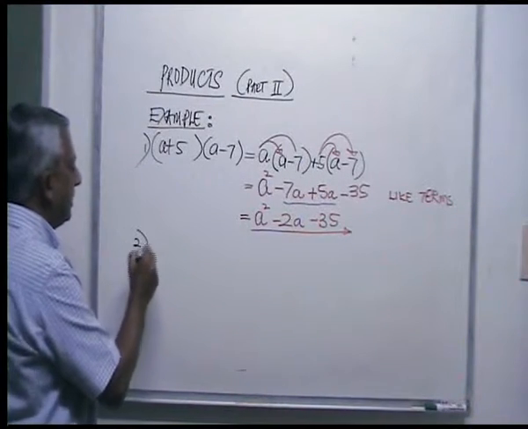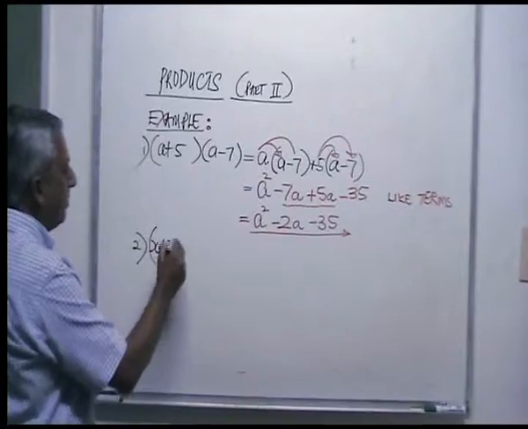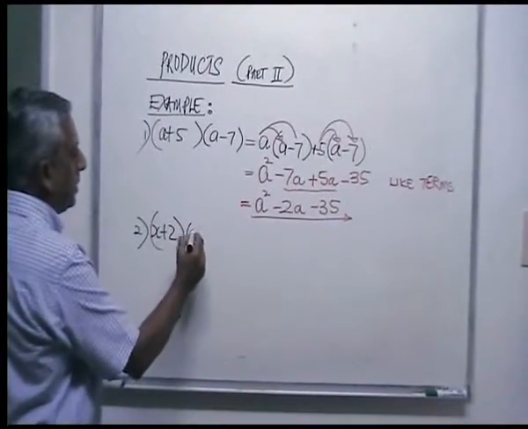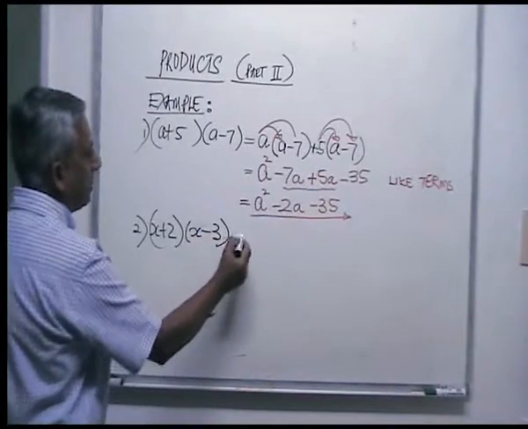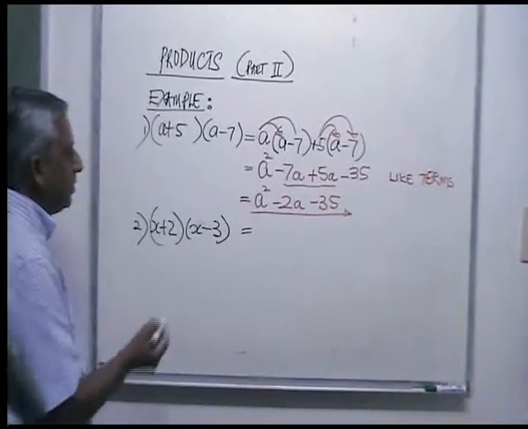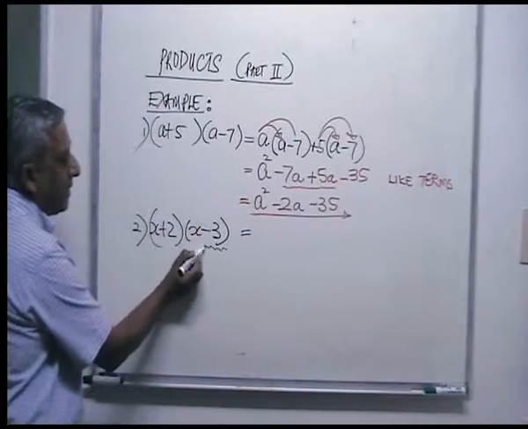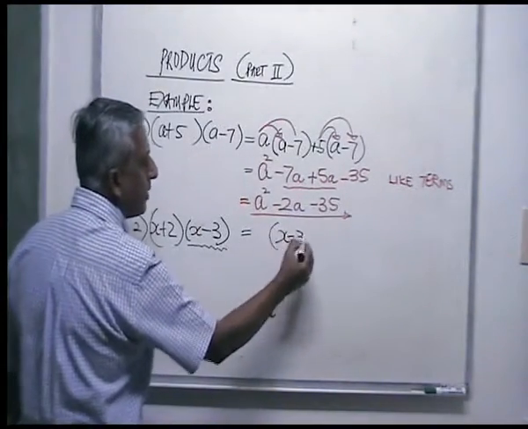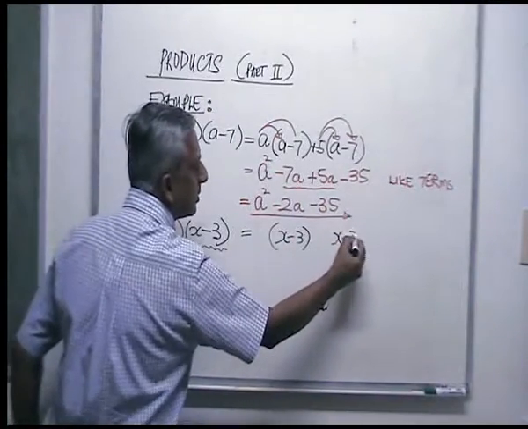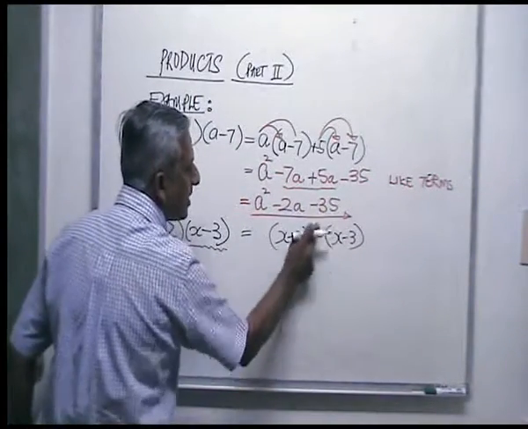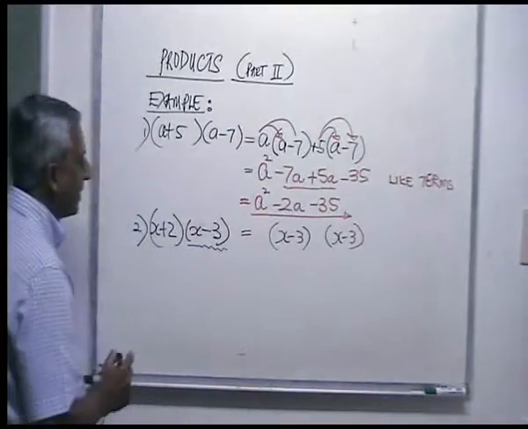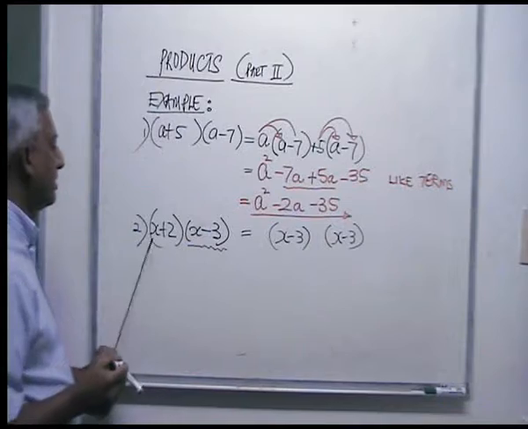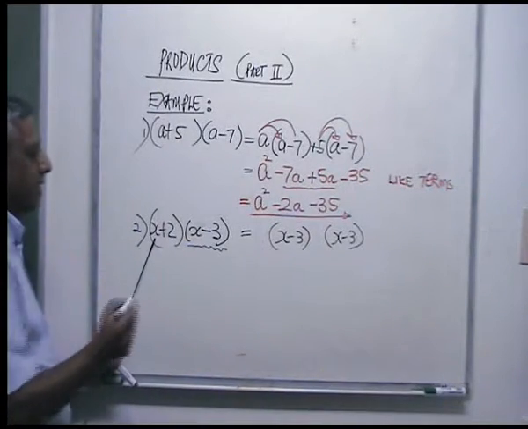Say you had x plus 2 into x minus 3. So you'll say, well, I'm going to take the second bracket and I'm going to write it down 2 times. Leave a space here and leave a space here. In the front here, I'm going to write down the first term, which is x.